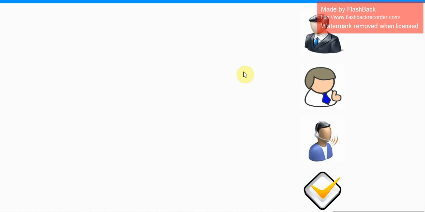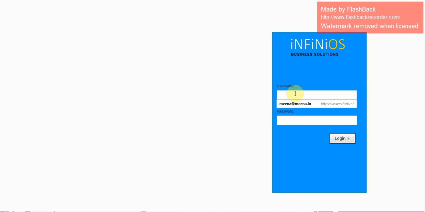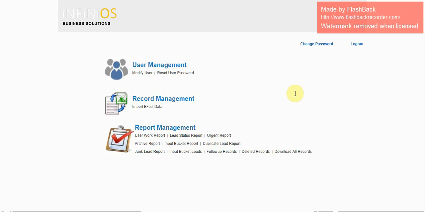First, let us log in as the manager. Enter the login credentials. The manager primarily has three key responsibilities. One is user management, record management, and report management. Now let us start with user management. User management has two key functionalities. One is creating and managing the user, and the second functionality is resetting the different users' password.